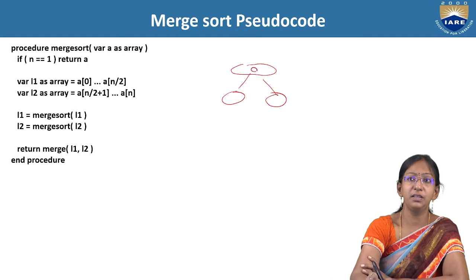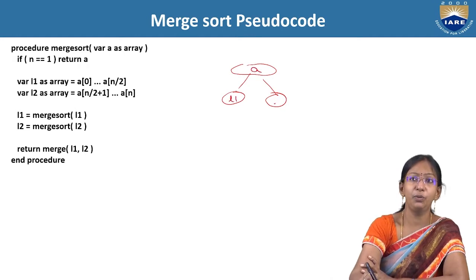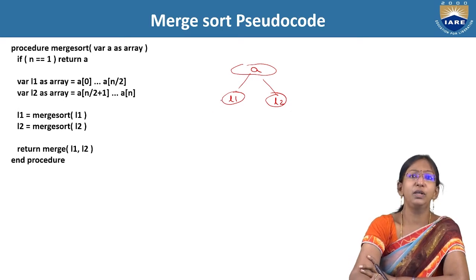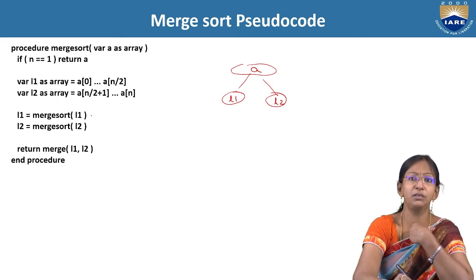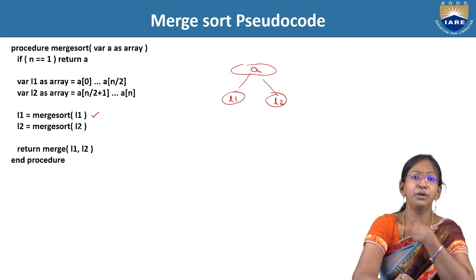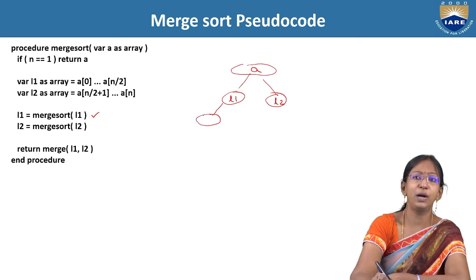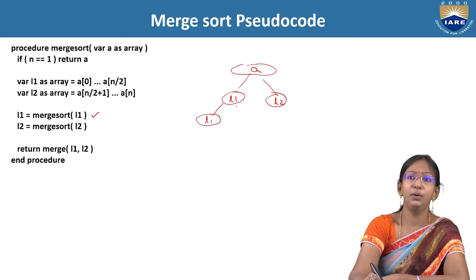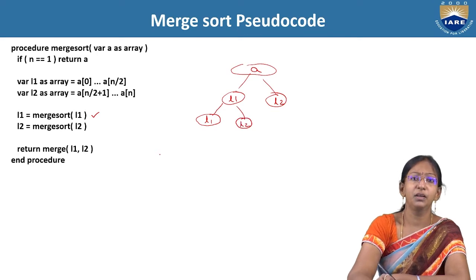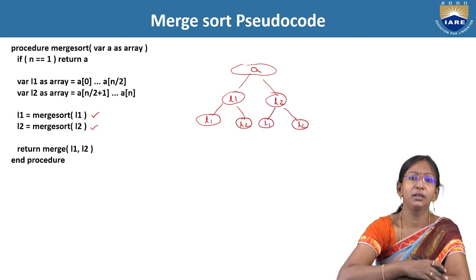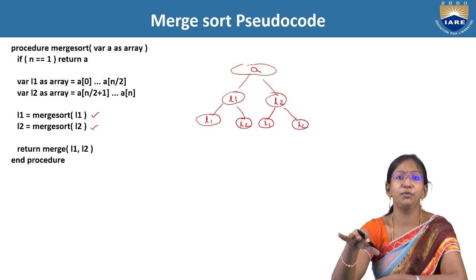So for example, this is A, then its left will be L1 and right will be L2. Got my point, right? Again, L1 is going to call itself. You are going to repeat the same process. Have a look at this statement. We are going to recursively call itself to break L1 into a further L1 and L2, right? And L2 is also recursively called into L1 and L2, right? In this way, a structure will be formed.